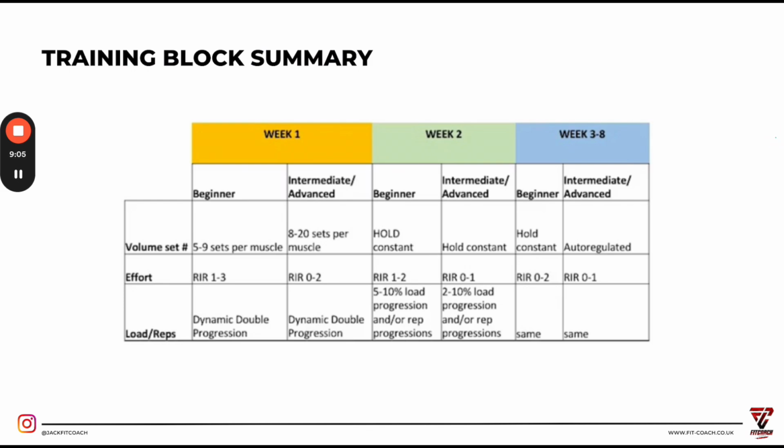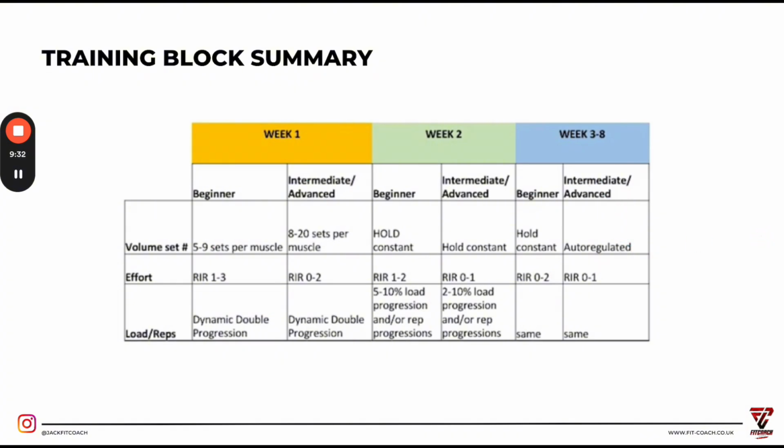So here's an example of a training block. It pretty much outlines a progressive approach to strength training over an 8-week period, and it's tailored for both beginners and intermediates based on where you are in your fitness journey. Beginners are going to start conservatively with a set volume of around 5 to 9 sets per muscle group per week and maintain a moderate effort level within 1 to 3 reps in reserve, gradually tightening towards 1 to 2 reps in reserve by week 3 to week 8.